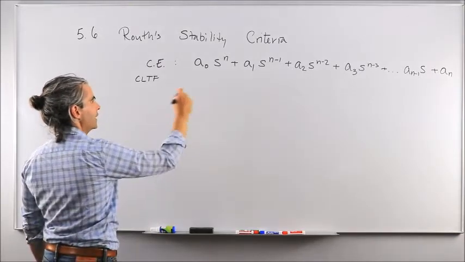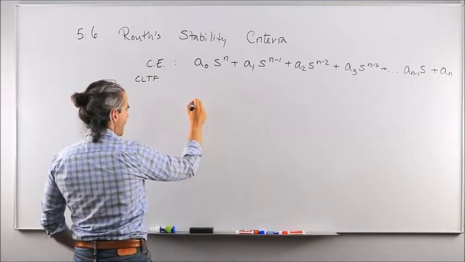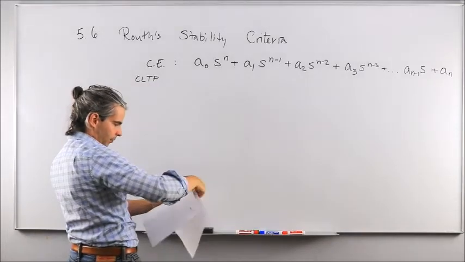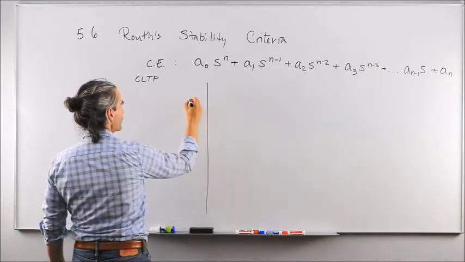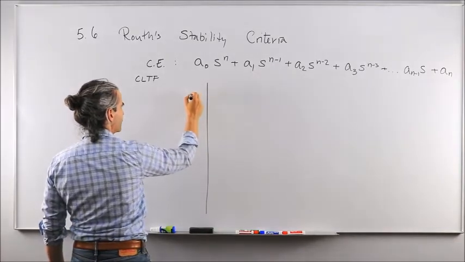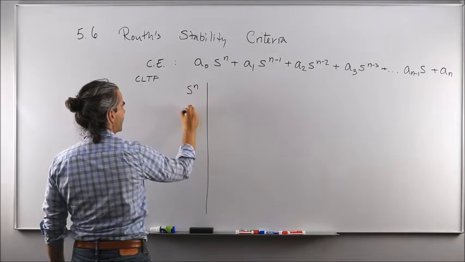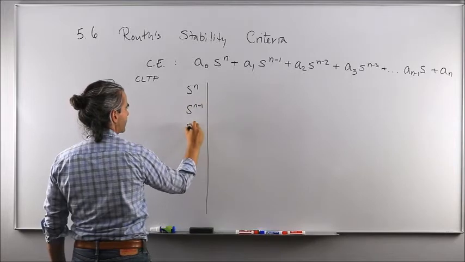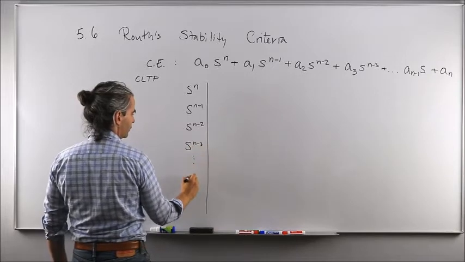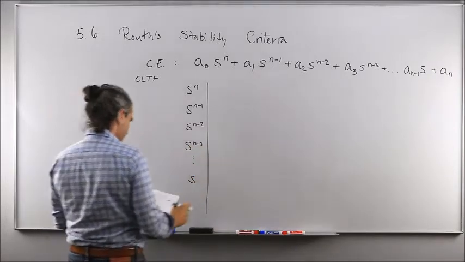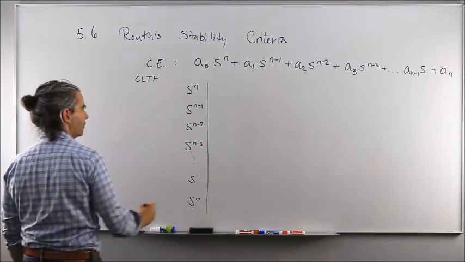All right, so based on that, you will construct an array that has n plus 1 rows, and the first row will be your S^n, and then S^(n-1), S^(n-2), S^(n-3), all the way to S^1, and finally S to the power of 0.